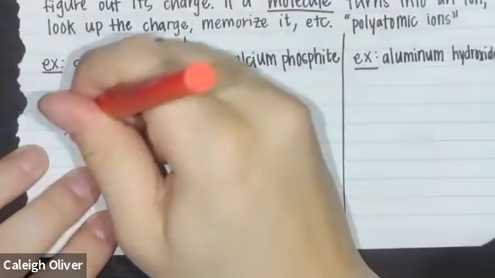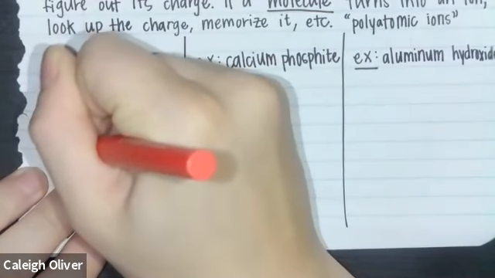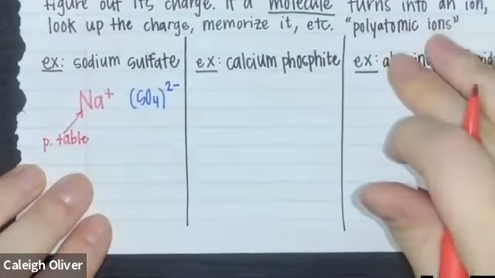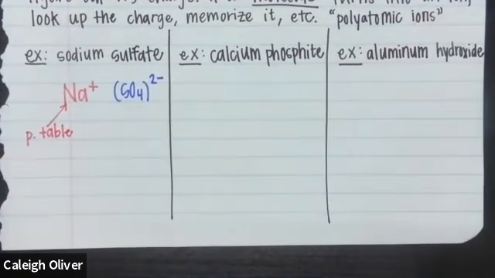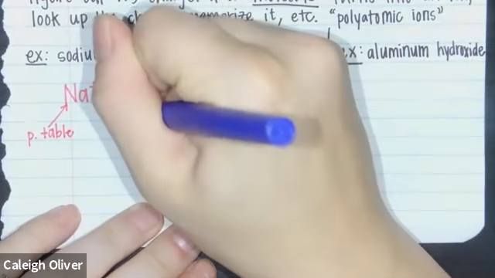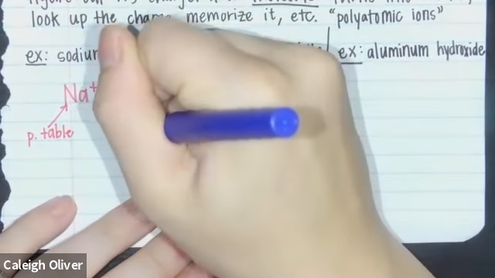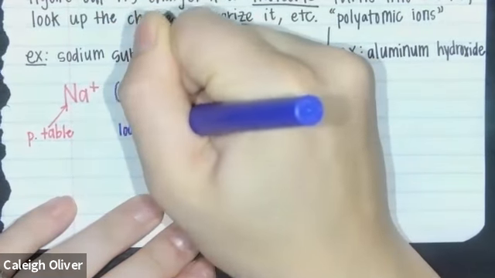So this part, I know it seems excessive to write this, but once we get halfway through the unit and you've got a lot more molecules on your plate, it'll be nice to know where we got these from. So this is from the periodic table. And this you had to look up from your flashcards.